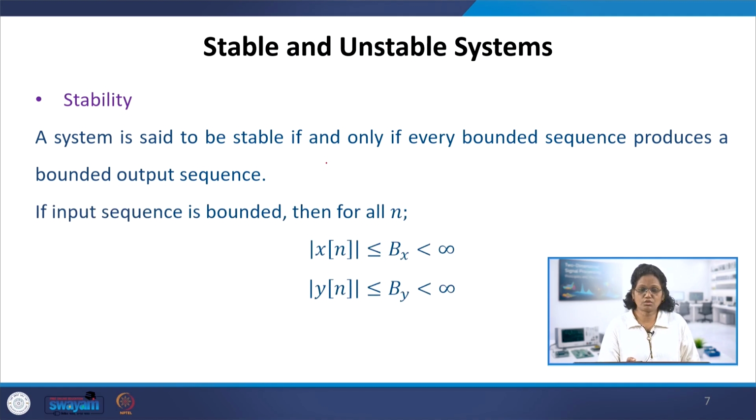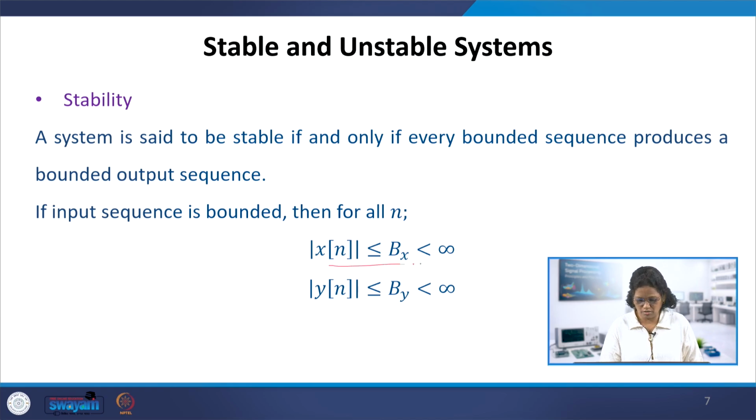This stability is defined only by the input applied to the system. If the input sequence is bounded, then for all values of n, the magnitude of x of n is bounded: less than or equal to Bx, which is less than infinity.